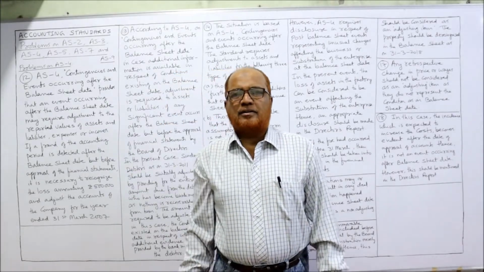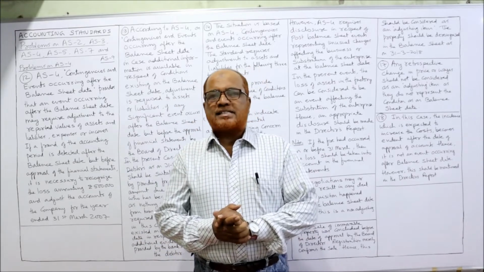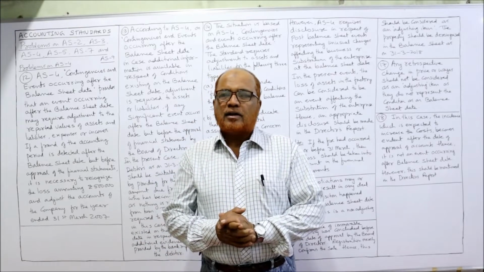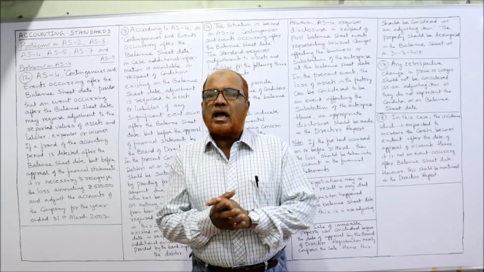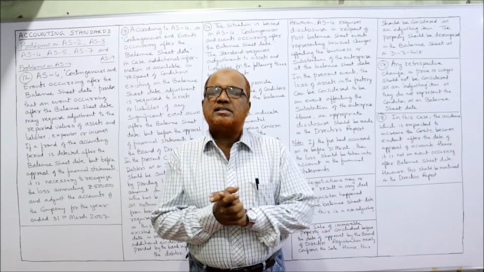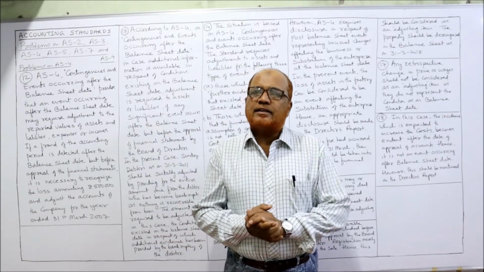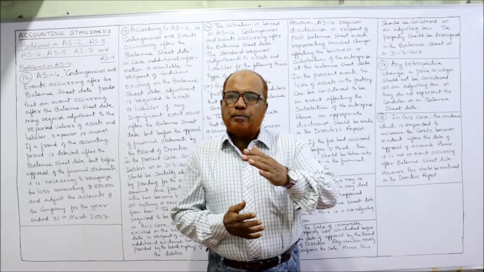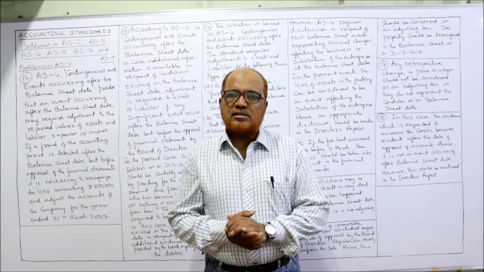I'm Hasham Ali Khan. In this video, I'm continuing the problems on accounting standards. So far, 11 problems I have completed. In those 11 problems, the last three, 9, 10, 11, I have done on AS3, accounting standard 3, that is cash flow statement. And before that, I have completed the problems on AS2, valuation of inventories.